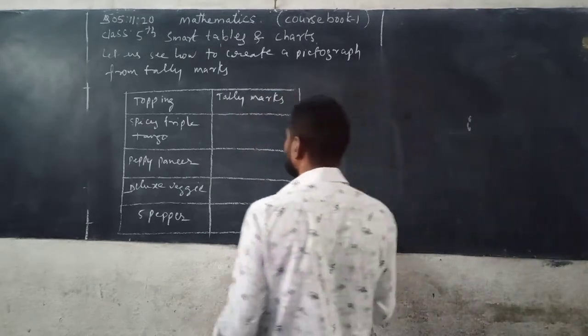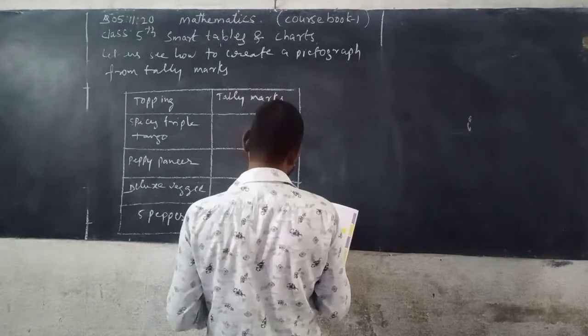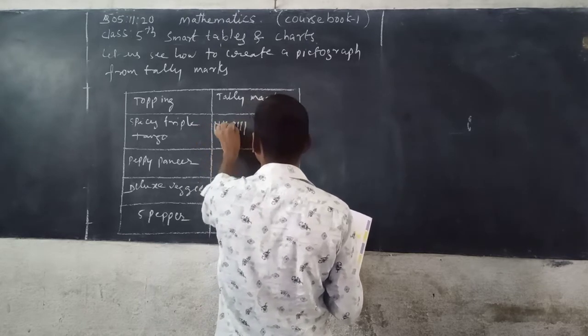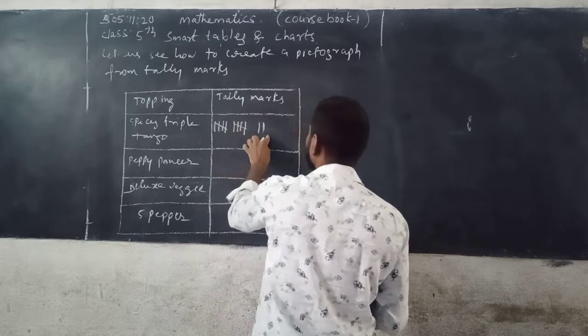See here, spicy triple tango, 12. Tally marks: 5 plus 5, 10. 10 plus 2, 12.